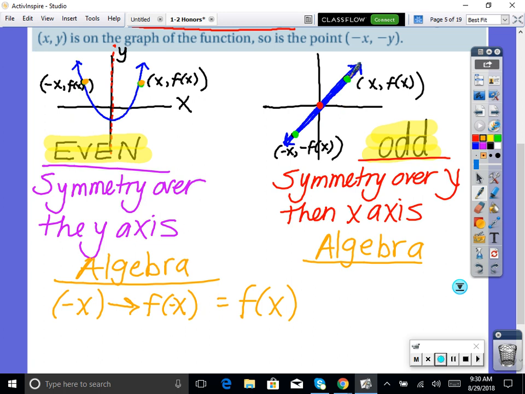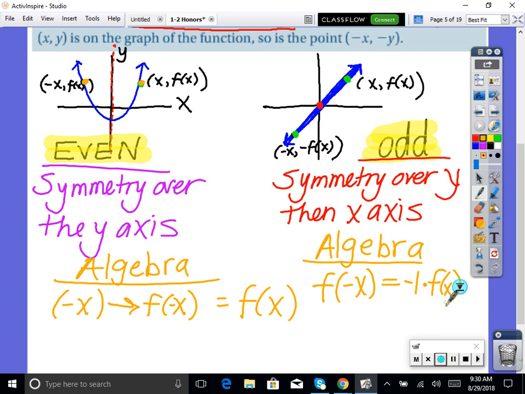Does everybody see? Now, just like over here when we plugged in negative x, we're going to plug in negative x again, except this time we're going to get negative y. So what we do for algebra is we plug in a negative x into f of x. We simplify it down, and if it comes out to be negative 1 times the original function, then it's considered odd.